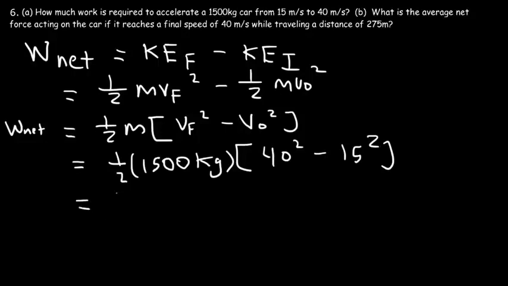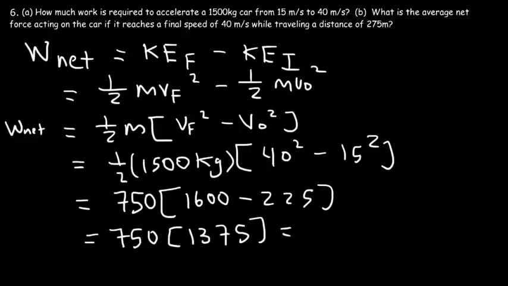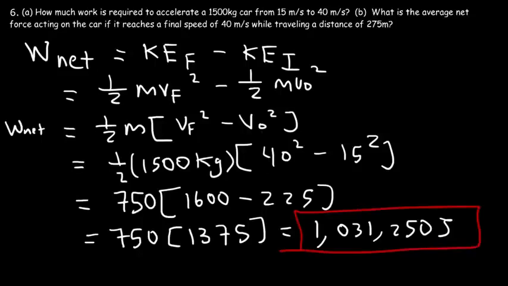So half of 1,500 is 750, and 40 squared is 1,600. 15 squared is 225. And 1,600 minus 225 is 1,375. So let's multiply 1,375 by 750. So you should get 1,031,250 joules. So that's the net work done on the car. Now let's move on to part B.